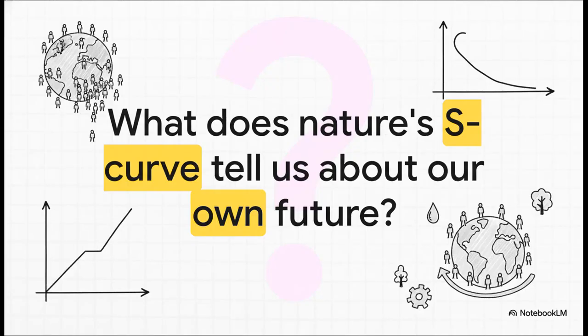And that leaves us with one last, pretty massive question. For a very long time now, the human population has looked a lot like that J-curve. But we live on a planet with limited resources. There's a ceiling. So what does the logic of the S-curve, of a carrying capacity, tell us about the future of our own species? That's something to think about.